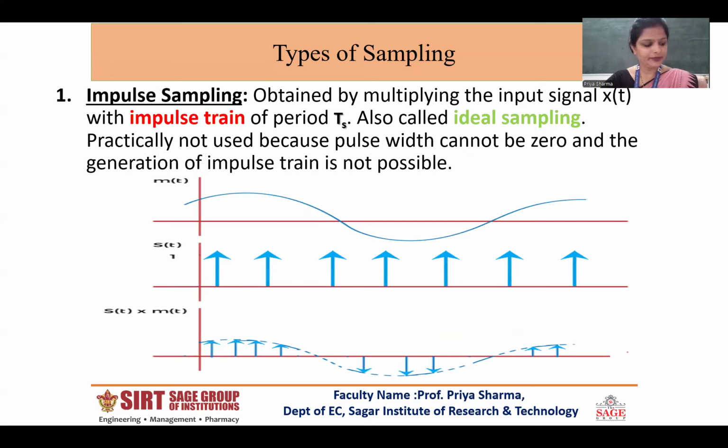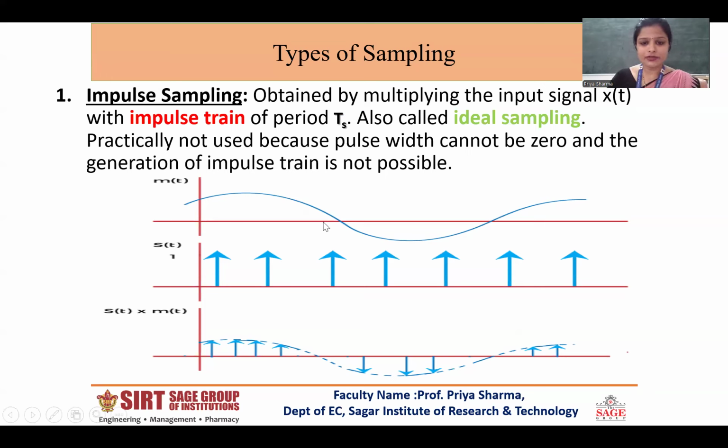Impulse sampling can be obtained by multiplying the input signal x(t) with the impulse train of period Ts. Also, it is known as ideal sampling or instantaneous sampling. Practically, it is not used because the width of the pulse cannot be zero and the generation of impulse is not possible. That's why practically it is not used.